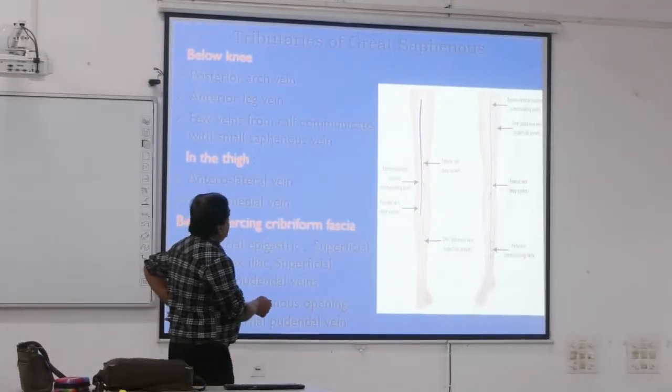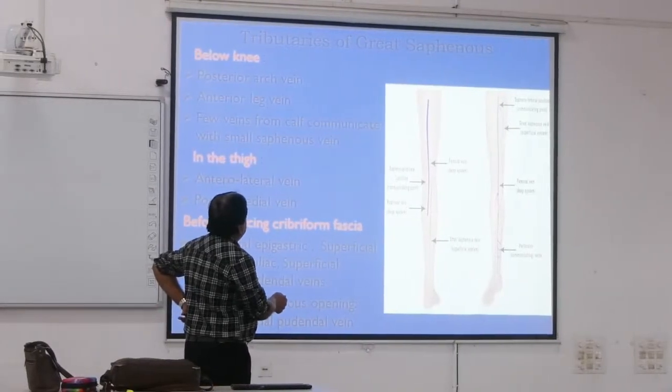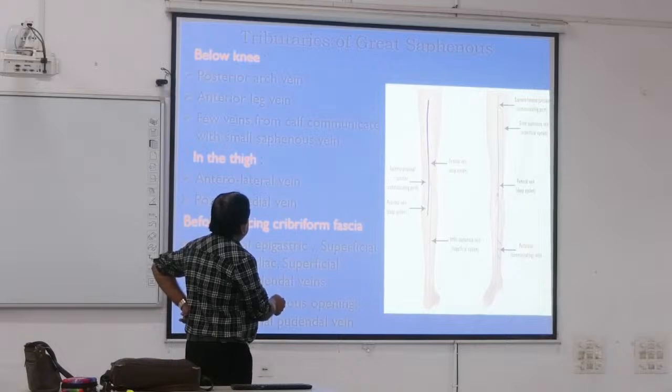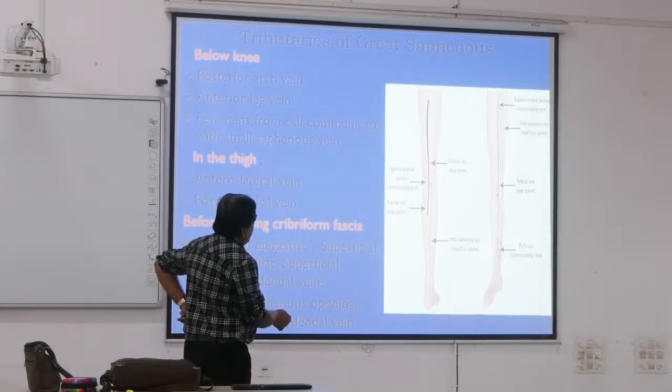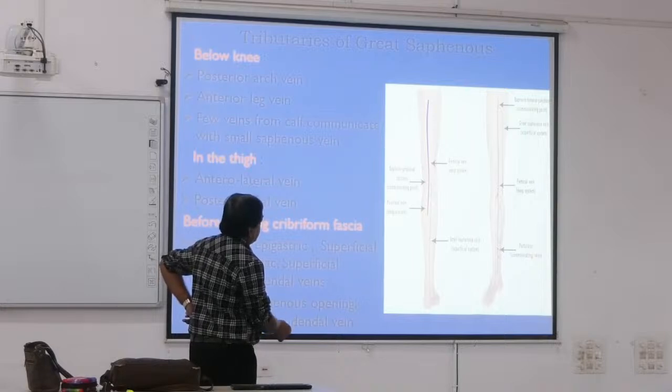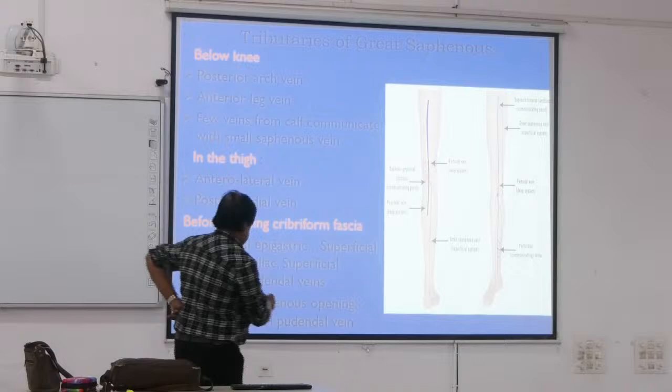This is the femoral vein, deep. Popliteal junction over here, communicating point popliteal vein and small saphenous vein, superficial system, and you see, this is the picture.